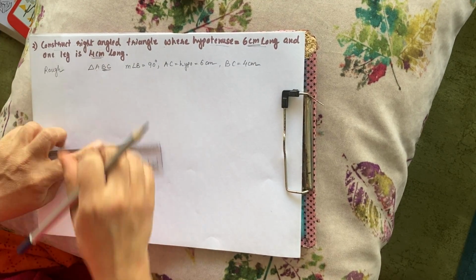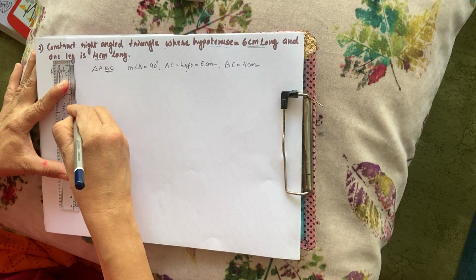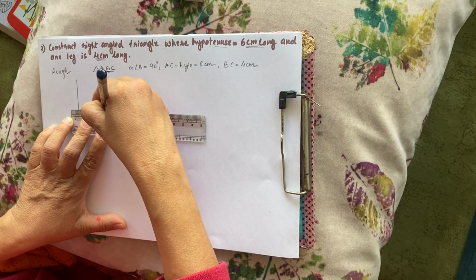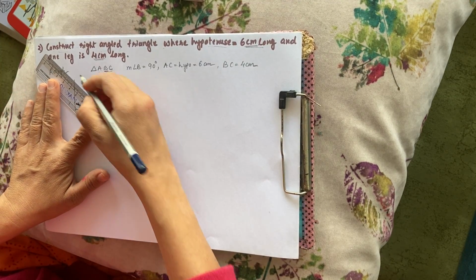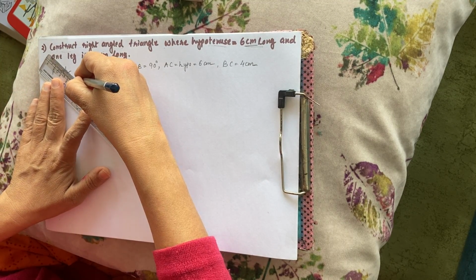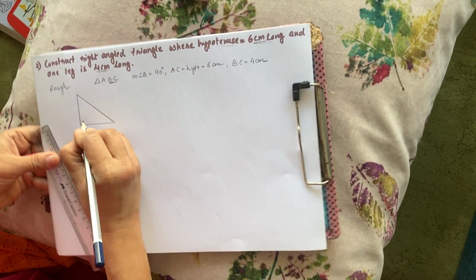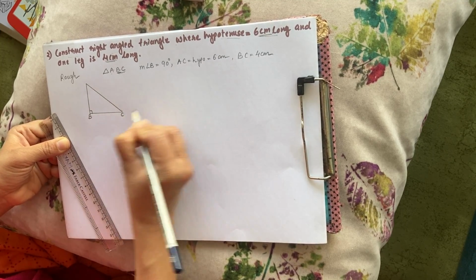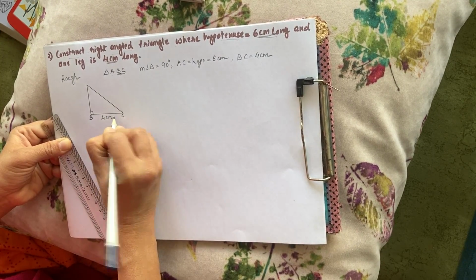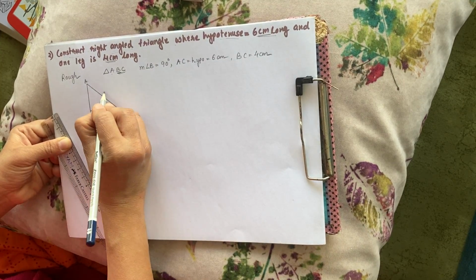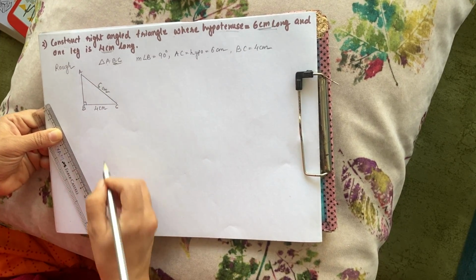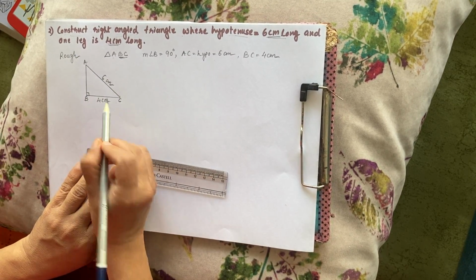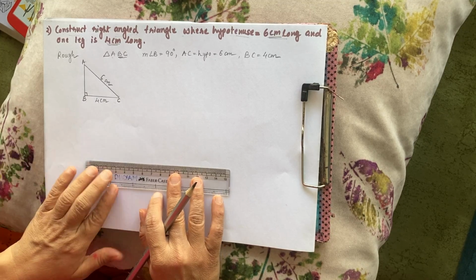So, I will draw a rough sketch first. You can take any name, children, but make sure that the right angle must be down. So, this is B, which is 90 degree, C, BC is 4 centimeter and AC is 6 centimeter. That means you have to first construct a 90 degree angle with the help of BC, as we have done in the previous one.